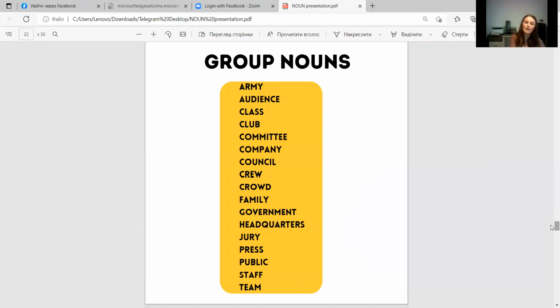Let's take as an example the word family or team. Let's take team. So you can say like the team played fantastic, так, команда зіграла фантастично, or you can say like the team were awarded, yeah, or when you mean all the team players, the team were awarded with gold medals. It means like each participant received a gold medal.